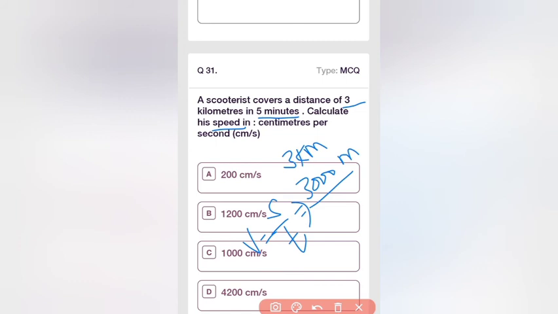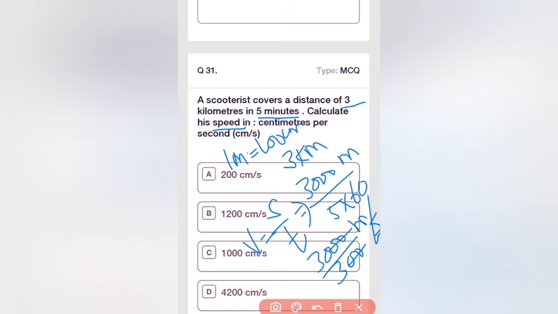We need to convert it to seconds. So 5 into 60. It is 300 seconds. So 3000 divided by 300 seconds. It's going to be 10 meter per second. But we want it in centimeter. So 1 meter is equal to 100 centimeter. Here you can cancel this. The denominator is 3 and the numerator is 30, right? It's 10 meter per second.